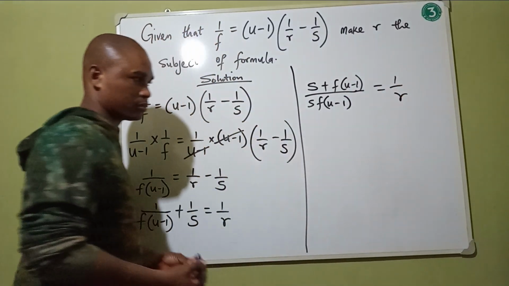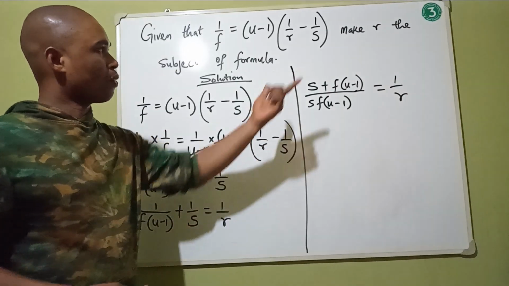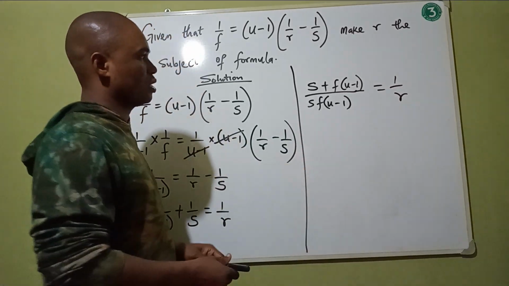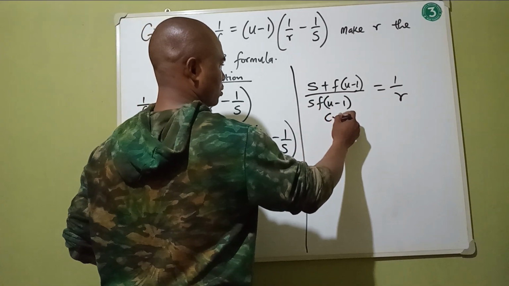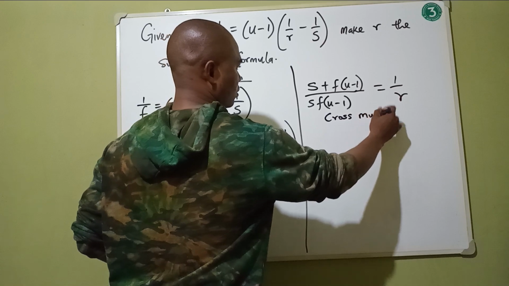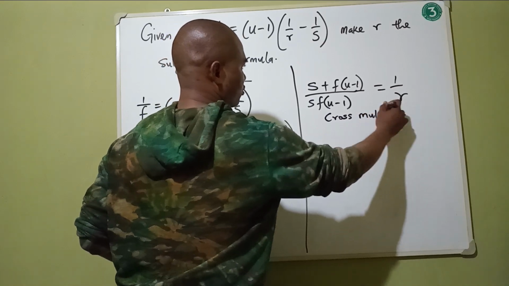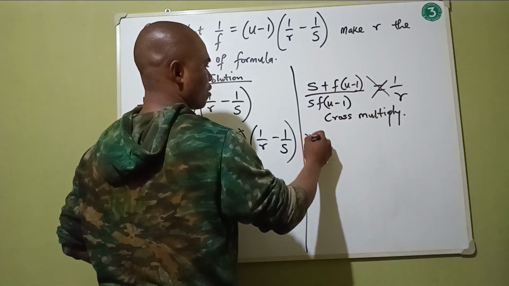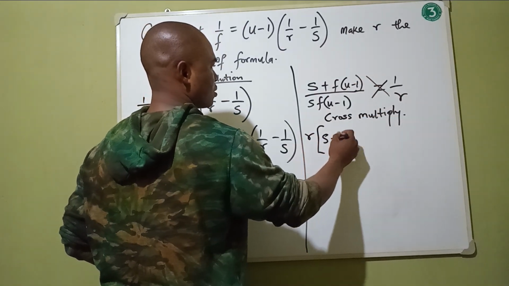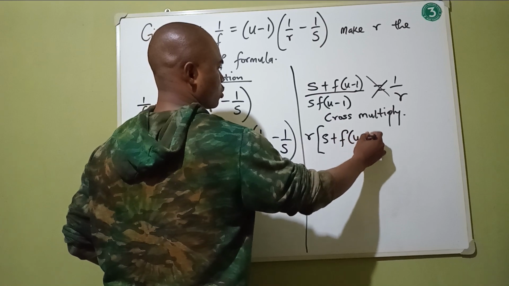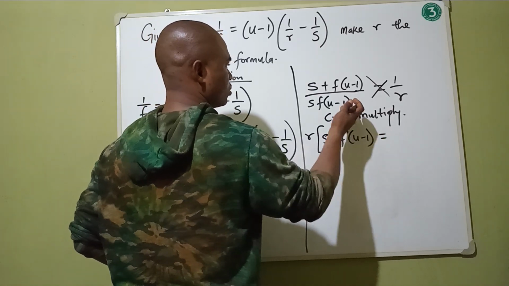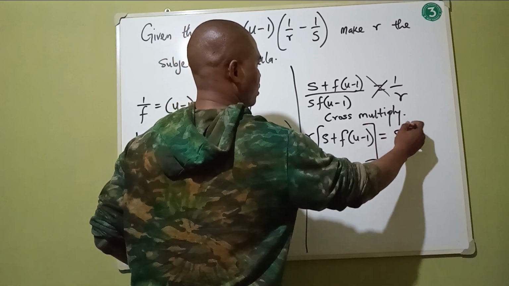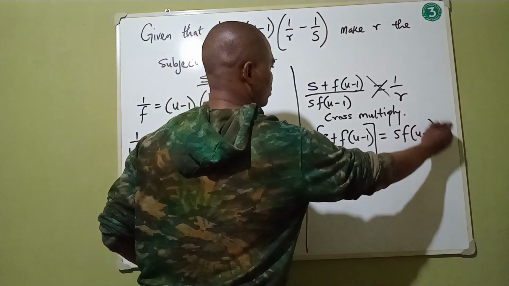r. Don't forget, we want to make our r the subject of the formula. That is, we want to isolate this r. Now, what I need to do is to cross multiply. If I cross multiply here, that is, this will multiply this. I'm going to have r times (s plus f times (u minus 1)), which is equal to this multiplied by 1 will give me sf times (u minus 1).